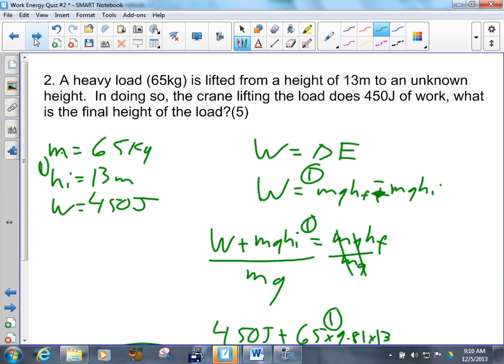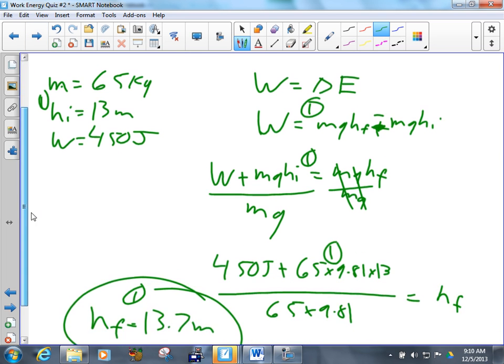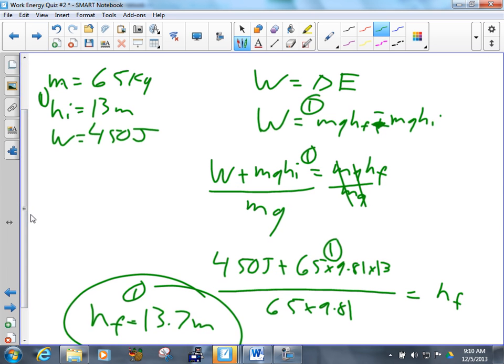Then we have to manipulate in order to find the final height. This is sort of the thing that some people mess up on, the manipulation. If I want to get HF by itself, the first thing I need to do is add this term over to that side. Agreed? Can I do that?